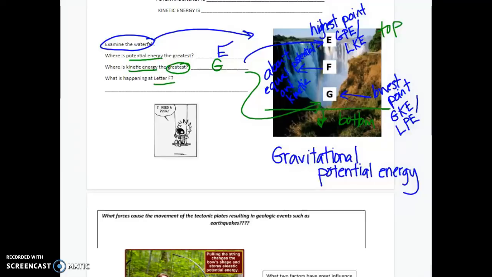And then what is happening at F? F is about half potential, half kinetic, because the potential has been decreasing as you get closer to the bottom, and the kinetic increased because the water molecules got faster, so they gained kinetic energy.